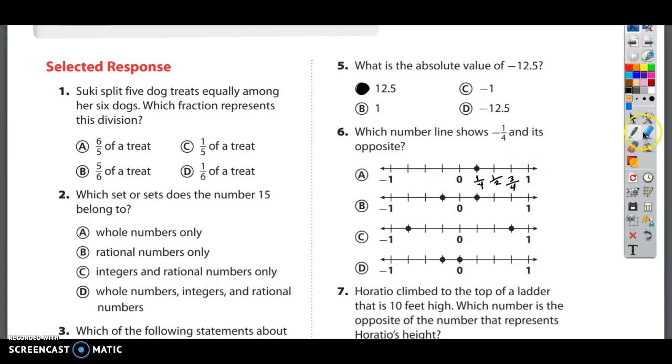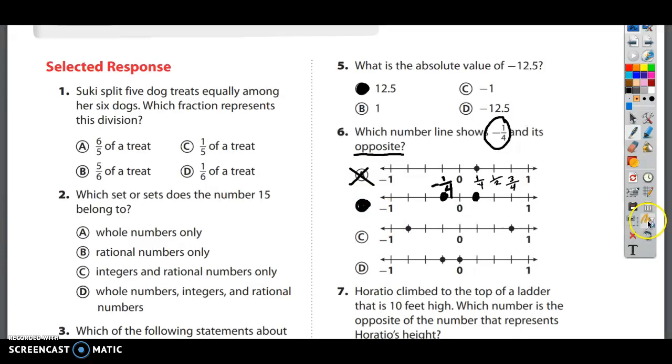So let's go back up and read the question again. It says, which one shows negative 1/4 and its opposite? So here is positive 1/4, but that right there would be negative 1/4. It's not there, so it's not going to be A, it's going to be B, because there's -1/4 right here. And here's its opposite, which is +1/4. It's going to be B.